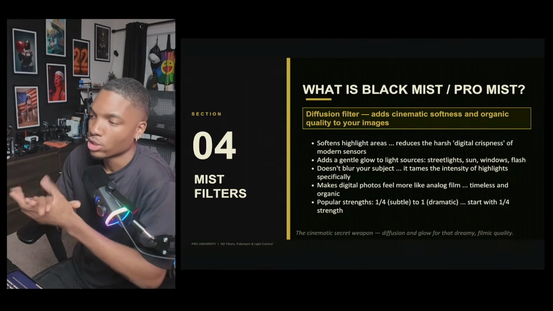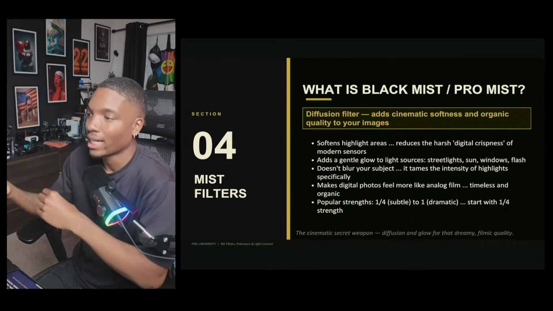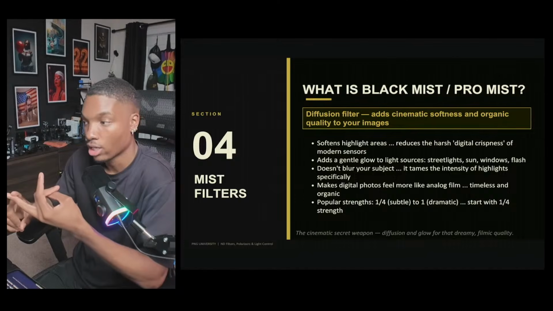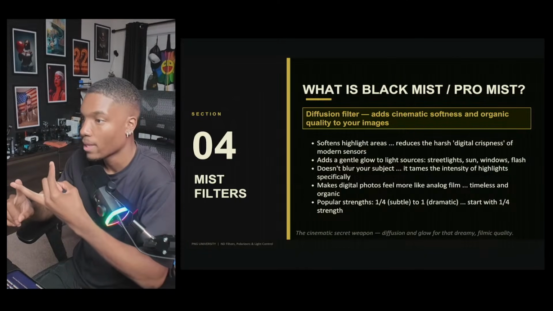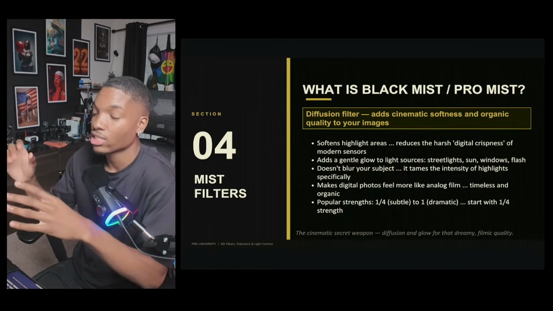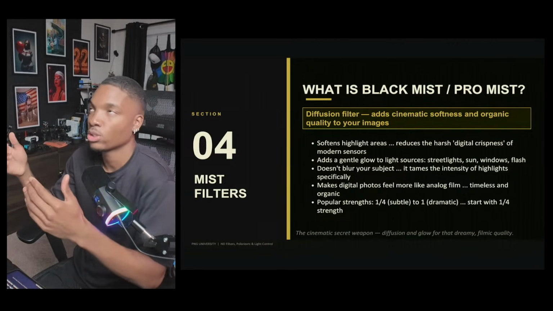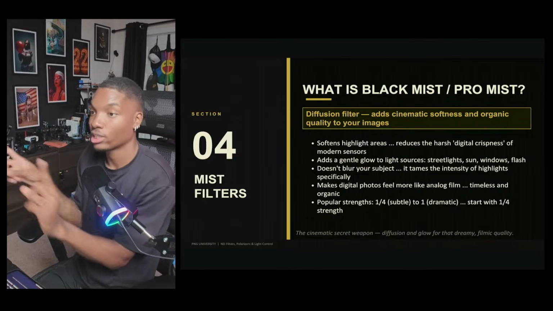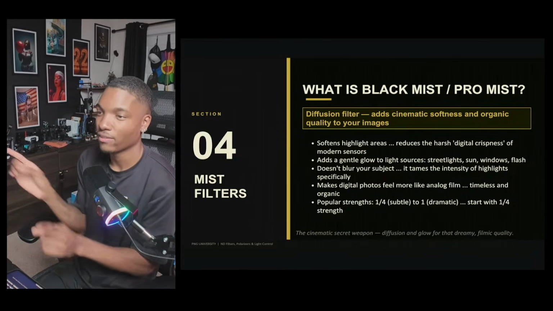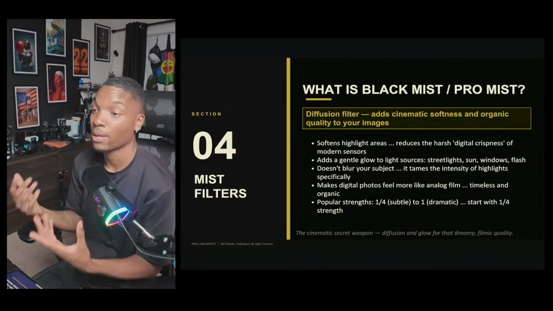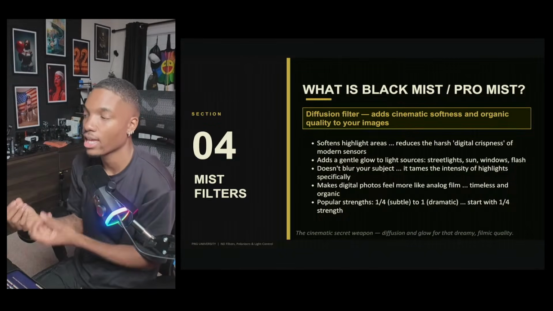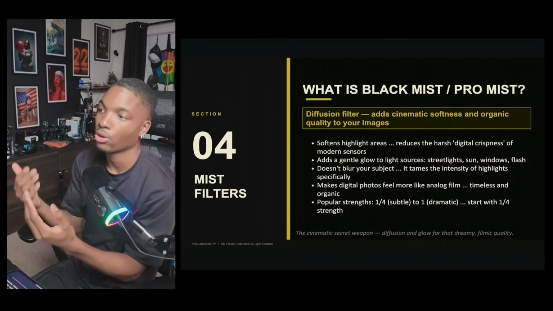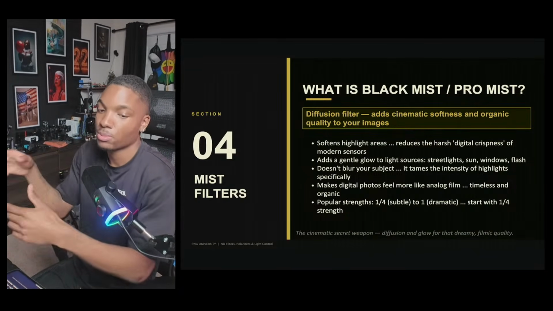You can have a gentle glow added as well when you're aiming at light sources: street lights, sun, windows. Last class I showed you guys when I was inside of the arcade. Y'all remember that? If you were present, you understand. Even flash, like when flashes go off, you can see the streaks of light. Sometimes people do VFX to make it look like the flash has more light. If you're taking pictures where the flash is intended to be inside of the shot, you can see those streams of light a lot more when you're using a diffusion filter, a black mist or pro mist filter.